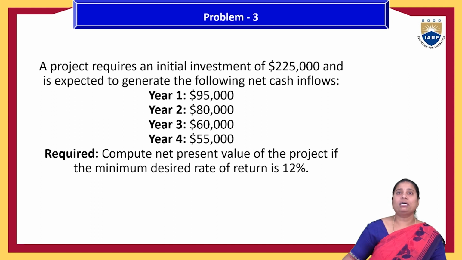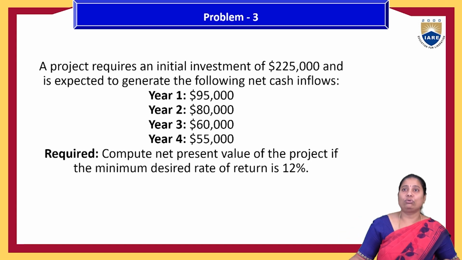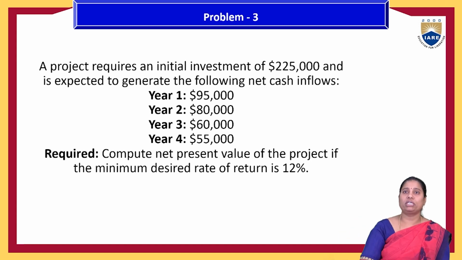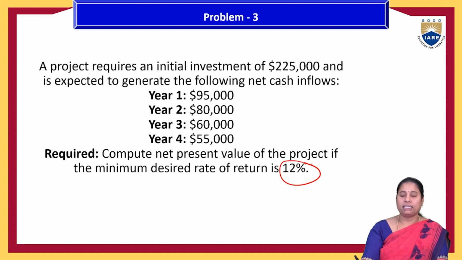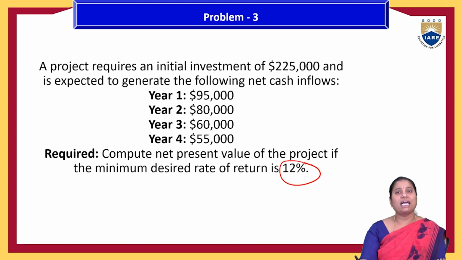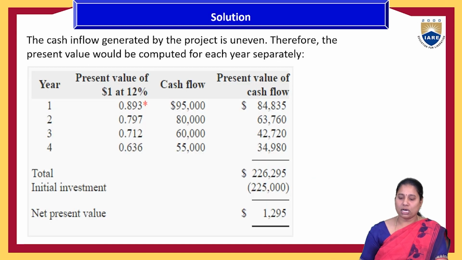And the next one is, a project requires an initial investment of $2,25,000 and is expected to generate the following net cash inflows: year 1, 95,000; year 2, 80,000; year 3, 60,000; year 4, 55,000. And as per the desired rate of return of 12% we need to calculate. In previous problems, the net cash inflows were equal for all the years. But here, the net cash inflows are not equal, they are uneven.